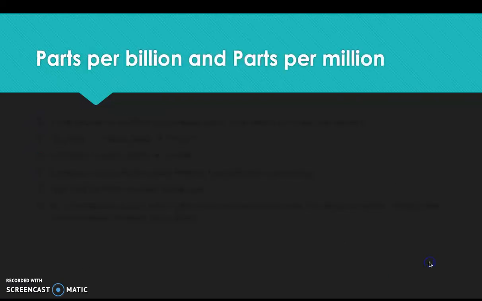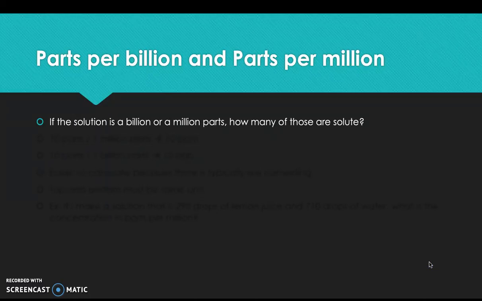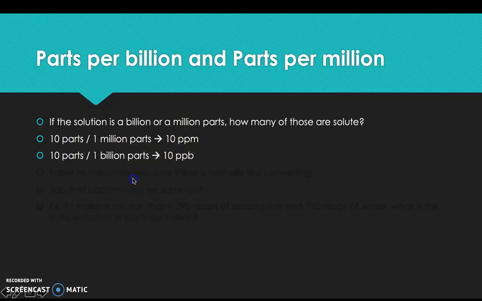For parts per billion and parts per million, we're going to talk about them in the same way because it's only the last step that really changes them. If a solution is a billion or a million parts, how many of those are solute? So that's kind of what parts per billion or parts per million means. If I have 1 out of every million pieces is my solute, then I have a 1 parts per million solution. If I have 10 parts out of my 1 million parts are my solute, then I have a 10 parts per million solution. Similarly, if I have 10 parts out of a billion parts, then I have a 10 parts per billion substance.